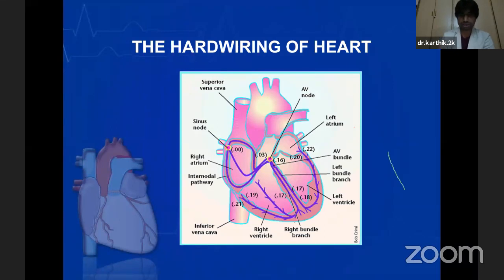So with this description, you can see that the whole sequence of events that is happening here is quite synchronous and systematic. So how are the synchronous and systematic events brought about? This is through the hardwiring of the heart, the electrical circuit. Since the heart is a muscle, it cannot contract on its own. It needs an electrical stimulus. And this stimulus has to be very sequential.